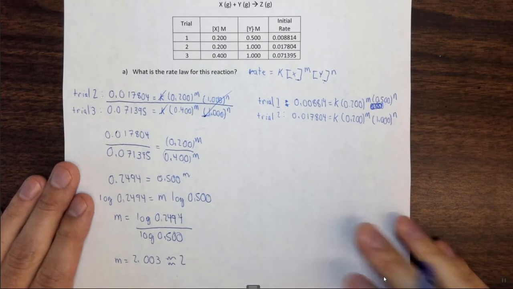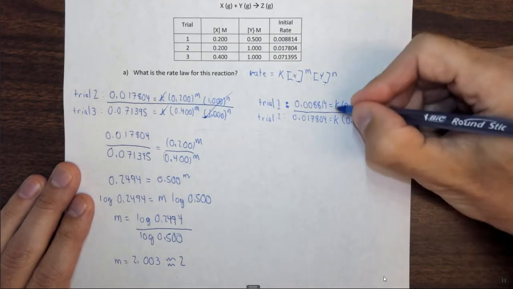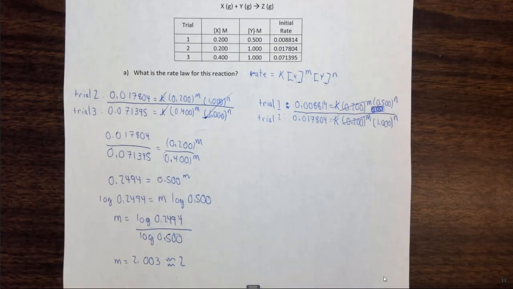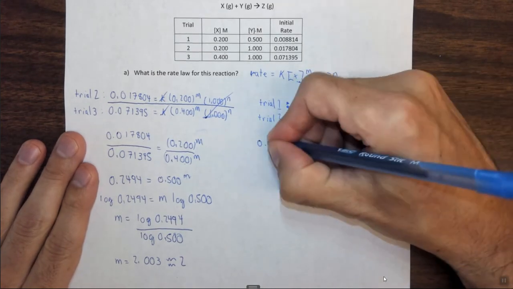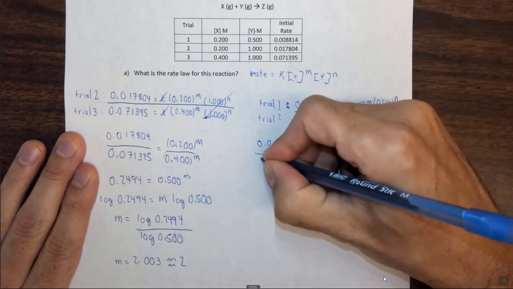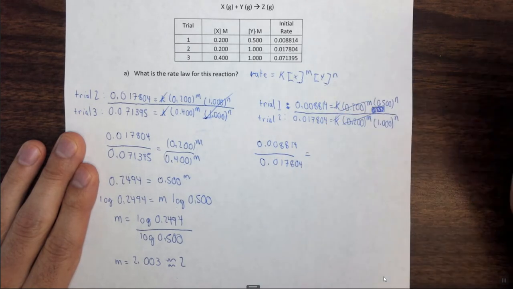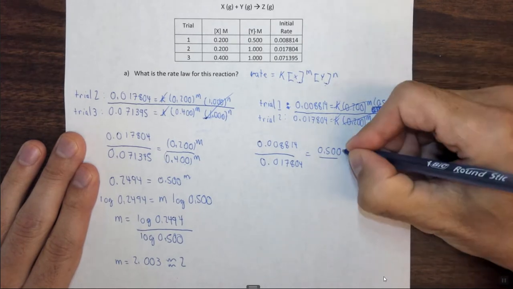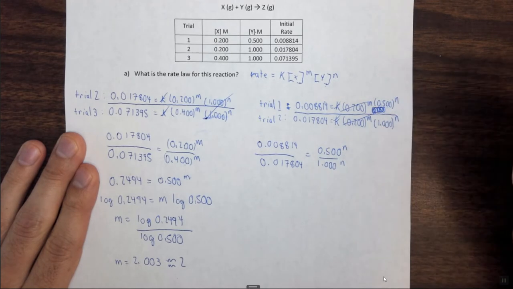Now we're going to do exactly the same thing. Divide the two trials and cancel out the like terms. K cancels, and in this case, the x concentrations and the m value cancel. So what do we end up with? Well, we end up with 0.008814 over 0.017804 equals 0.500 over 1.000, raised to the n.